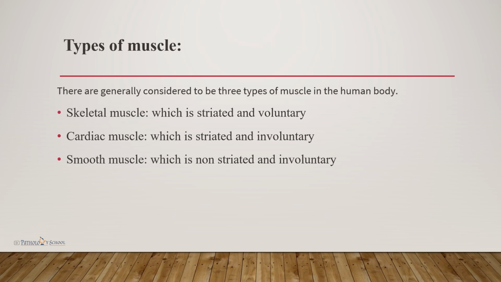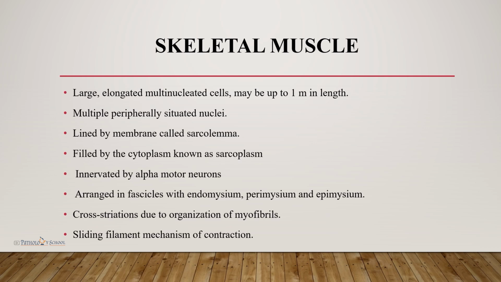On the basis of the morphological and functional classification, muscle is classified into three types: skeletal muscles, which are striated and voluntary; cardiac muscles, which are striated and involuntary; while the smooth muscles are non-striated and involuntary. Now we will see the skeletal muscle in brief.